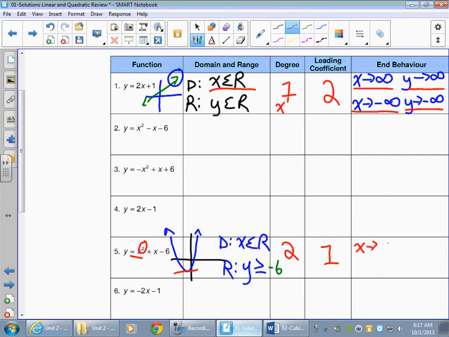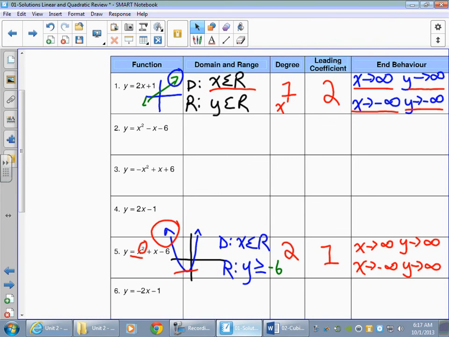As x goes out towards positive infinity, y gets really, really big. As x heads out towards negative infinity, so as x gets to be really large negative numbers, again, looking at the graph, the y values are actually heading up towards positive infinity because they're getting bigger and bigger here, even as x gets to be small.